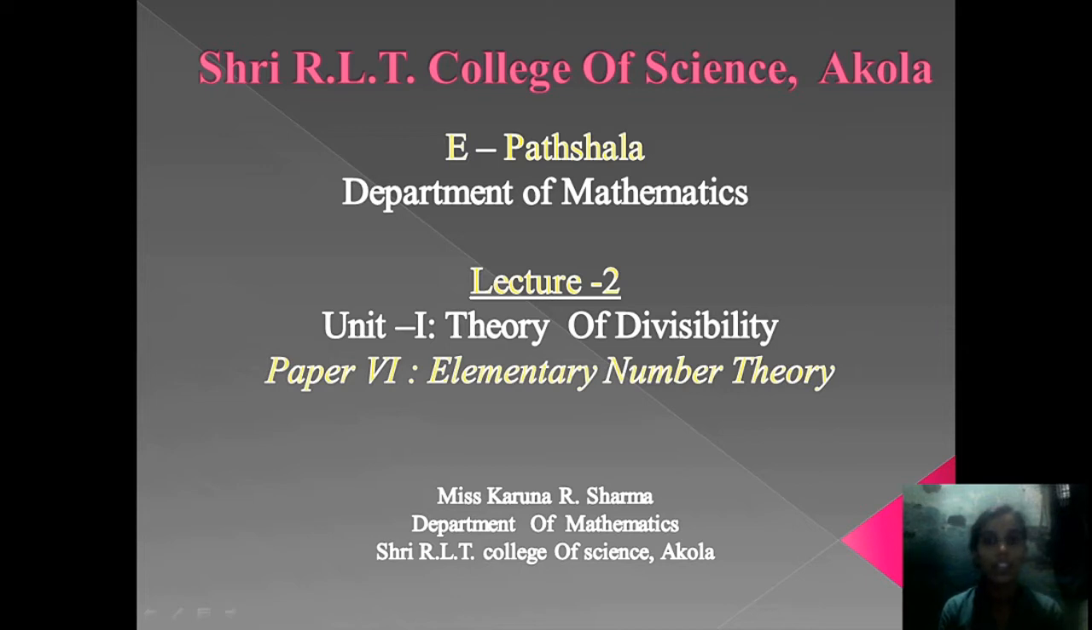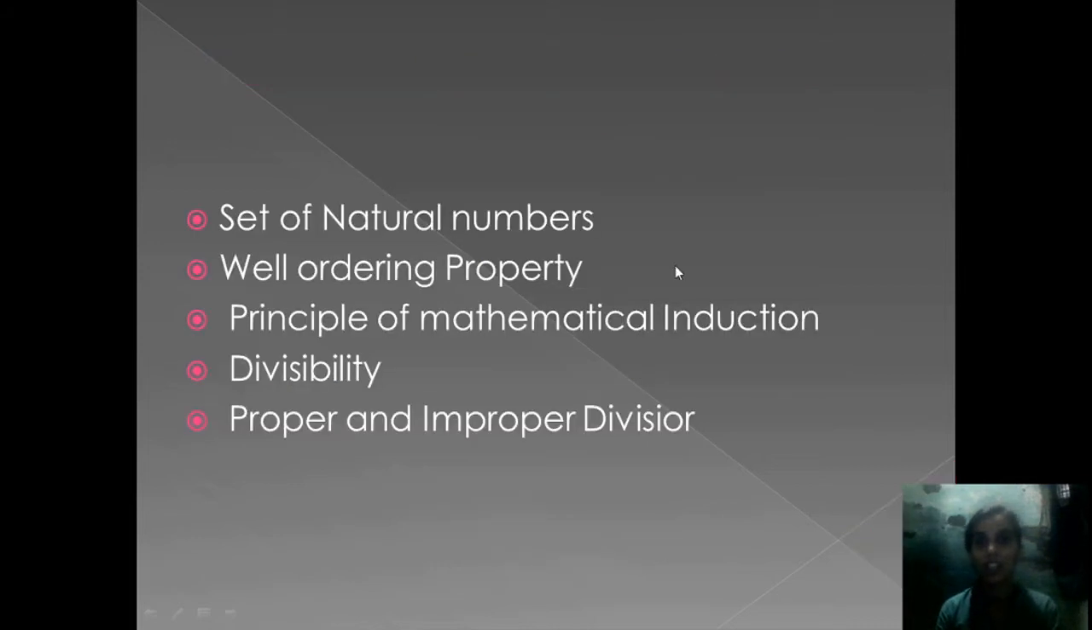In this lecture we see unit 1, that is the theory of divisibility, and the topic to be discussed in this video is the set of natural numbers, and we see their properties. Depending on that, we have the well ordering property, the principle of mathematics that is useful in various results for proving the results about divisibility, and then we see proper and improper divisors. So we first go to the set of natural numbers.